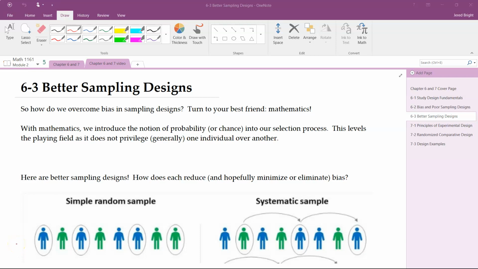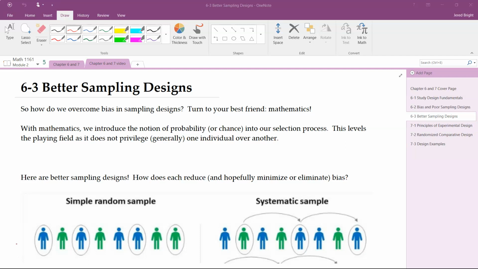Welcome back, and we're going to continue talking about sampling designs. And there are some better sampling designs. We talked about bias and kind of poor sampling designs in the previous video. So how do you remove that bias, or how do you make a better sampling design? And that's where we want to inject mathematics to some degree in our sampling strategies.